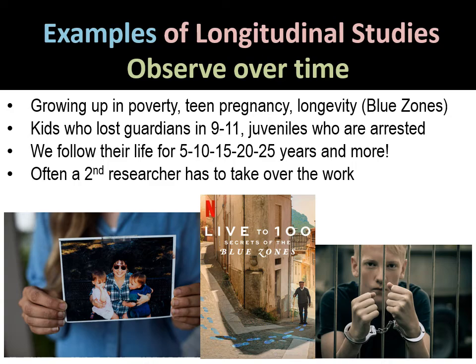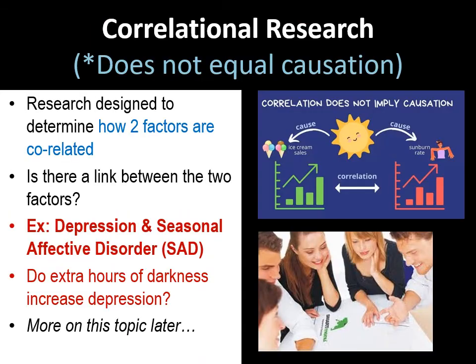People who grew up in poverty, kids who lost their guardians in the 9/11 attacks, children who were arrested as teenagers. What's their life like when they're 20, 30, 40, 50, 60? So you follow their life for a very long time, that same group of people. And again, often a second researcher may have to take over your work.